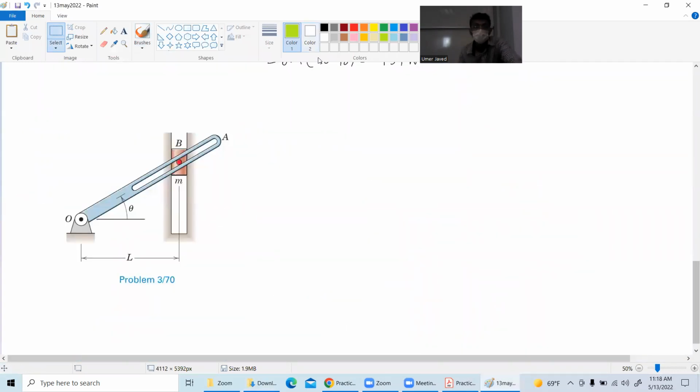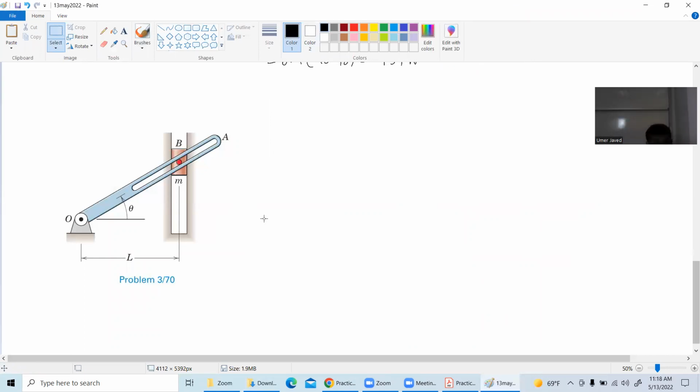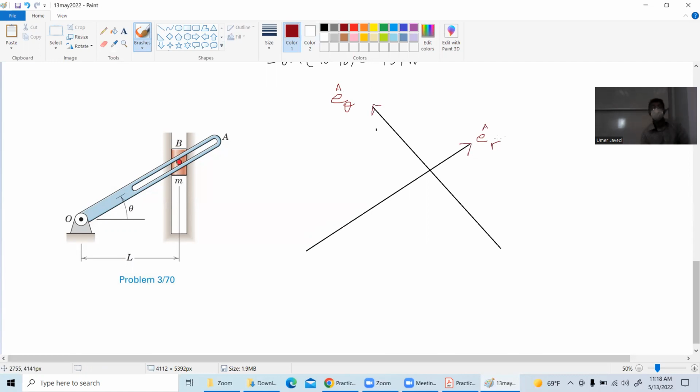Okay, let's do it together. Number one, free body diagram. For the free body diagram, let's say this is my R, then at 90 degrees I have theta. Theta equal to 0 is given. Then I will have e hat theta and e hat R. This is my e hat theta, this is my e hat R.